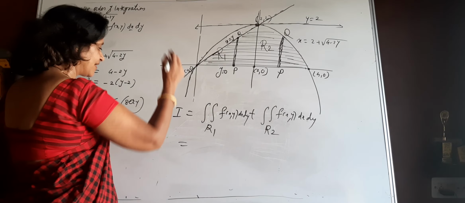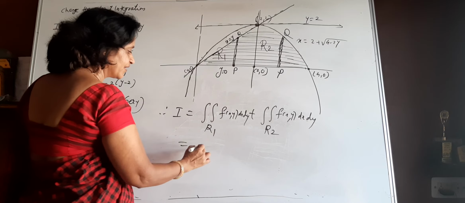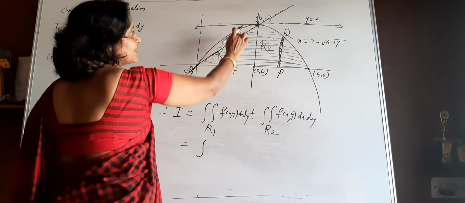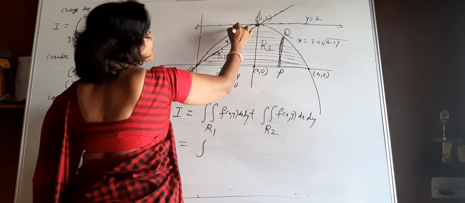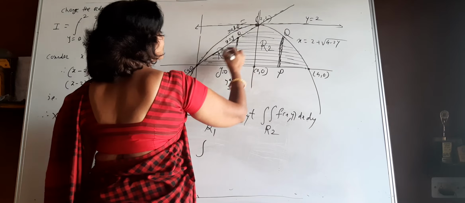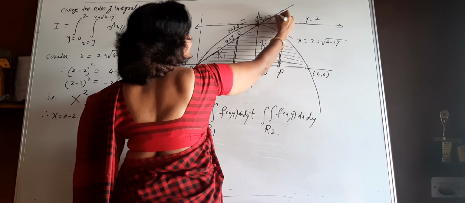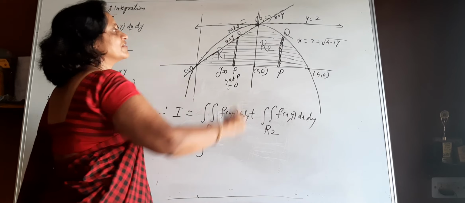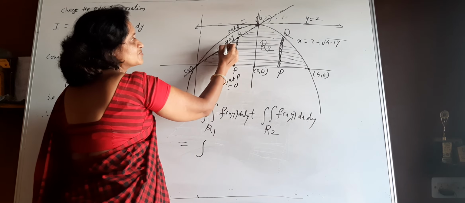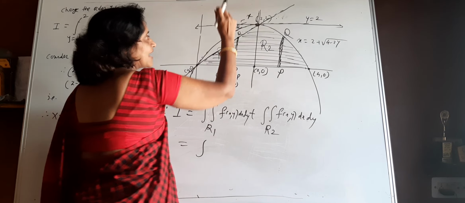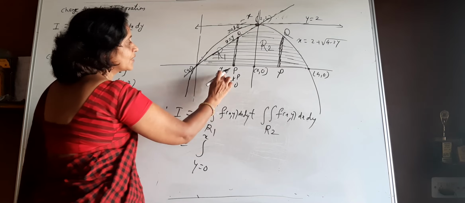Let's evaluate one by one. So the first one, follow the same procedure. What are we doing? We are finding y at P and y at Q. What is y at P? It is 0. y at Q: Q lies on this curve. What is the equation of this curve? It is the line x equal to y. I have written it over here. So y at this point is x. So y at Q is x. So the limits of y are from 0 to x.